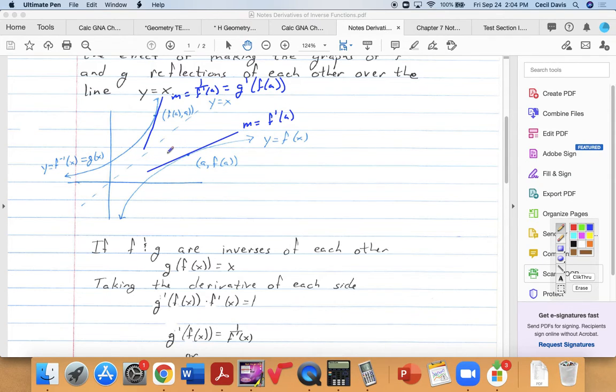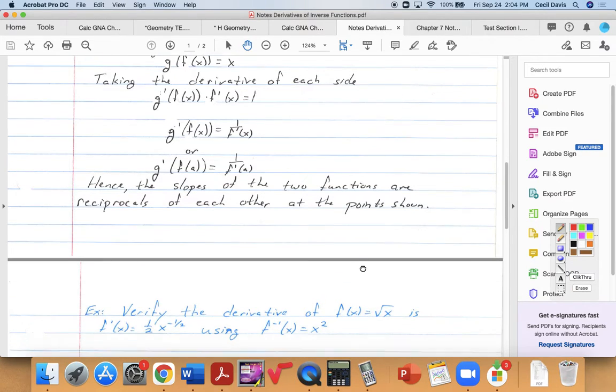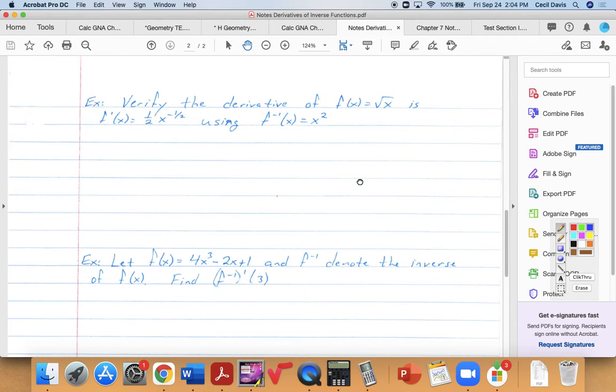Now, we use this occasionally to help us find derivatives of things that are weird, but are inverses of one another. But more frequently, we'll do it to find derivatives of things where it's really difficult to find an exact inverse for something. I'll show you what I mean by that in some of these examples. So let's move on.